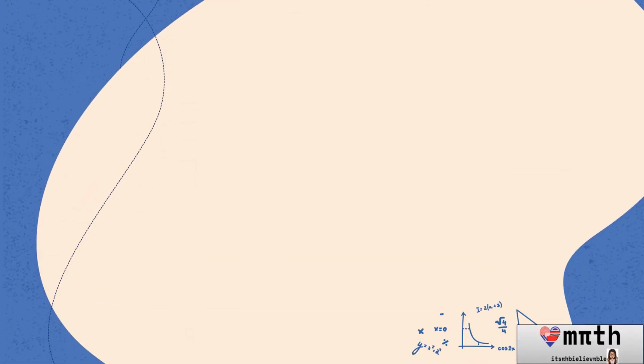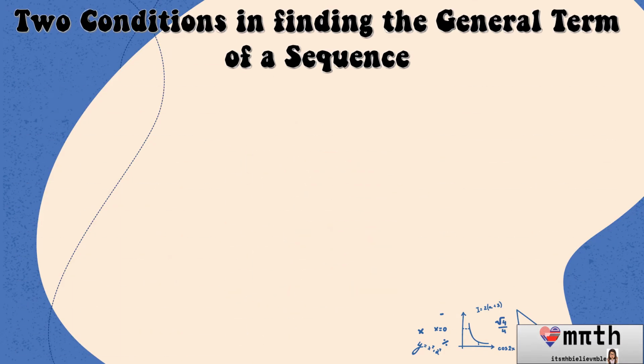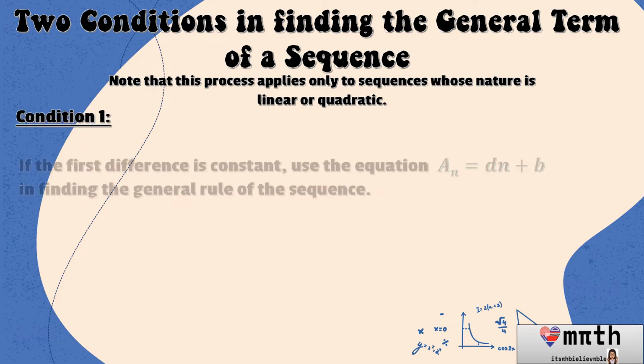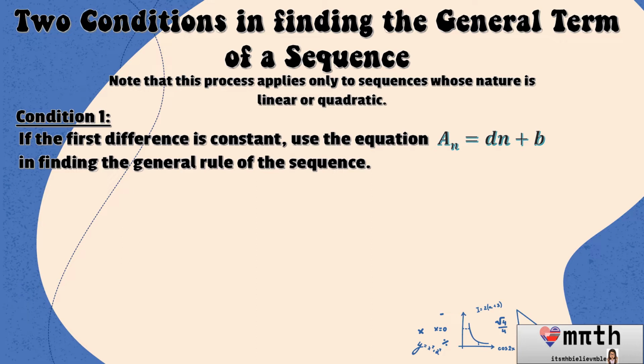To better understand how we formulate the general term, let's consider these conditions. These are two conditions in finding the general term of a sequence. Take note that this process applies only to sequences whose nature is linear or quadratic. Condition number 1. If the first difference is constant, use the equation a sub n is equal to d times n plus b in finding the general rule of the sequence.